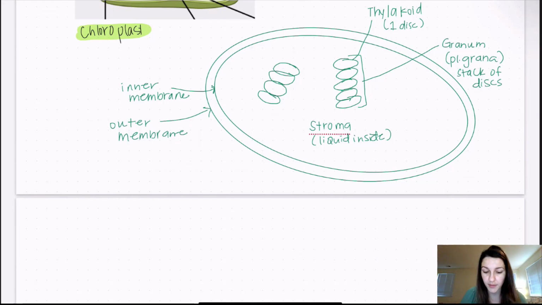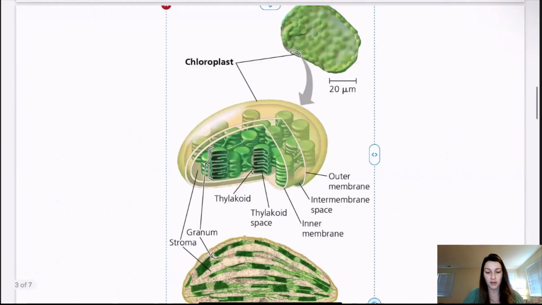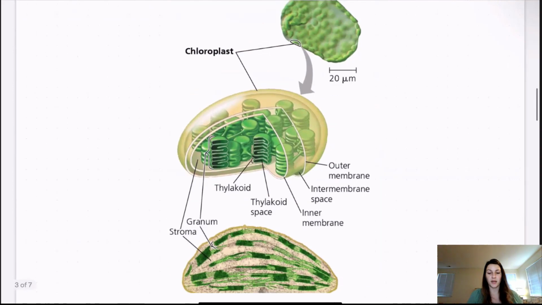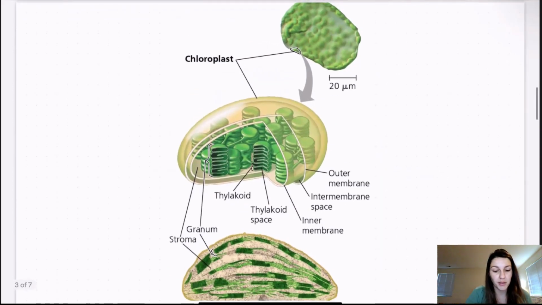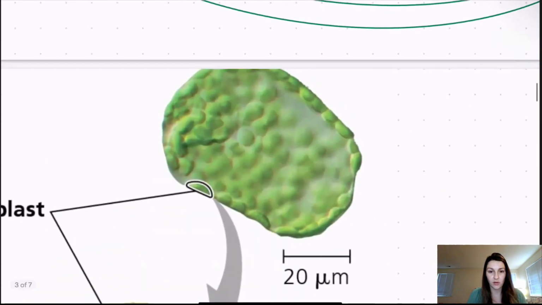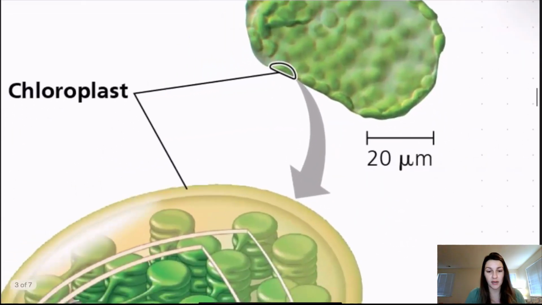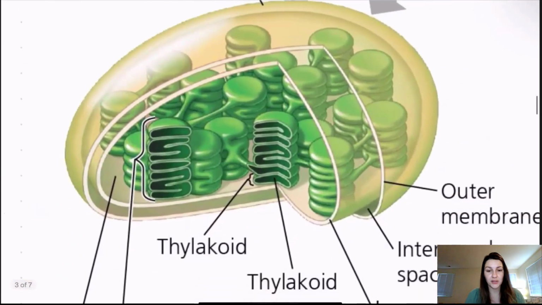So going on to the next page, that's our chloroplast. Let me show you from our textbook. So this is kind of what I mean. A chloroplast looks really bumpy when we would look at it on a microscope. That's what this guy is right there, chloroplast. And it's tiny.